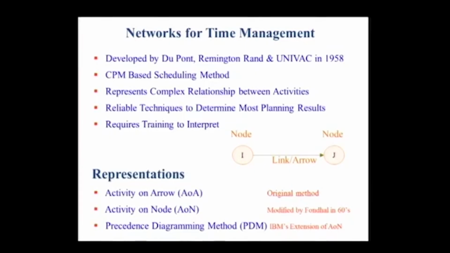So we really have to applaud the people who thought of representing the project as a network. It's a higher level of abstraction, and this came out in the 50s, as an effort by DuPont, Remington Rand, and UNIVAC. DuPont needed construction and maintenance of its works. Remington Rand was a management consulting group at that stage, and UNIVAC was a computer firm, and they got together and developed the CPM scheduling method.